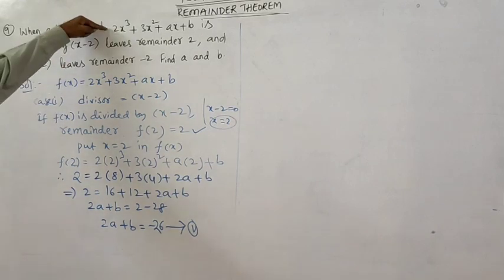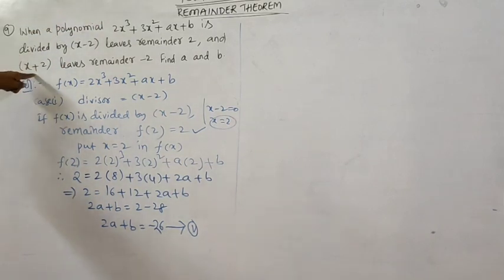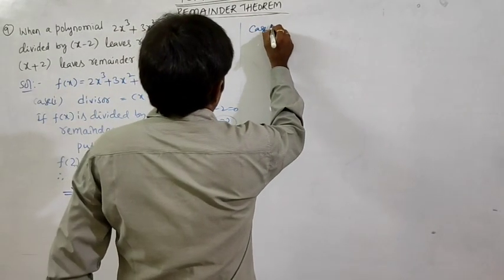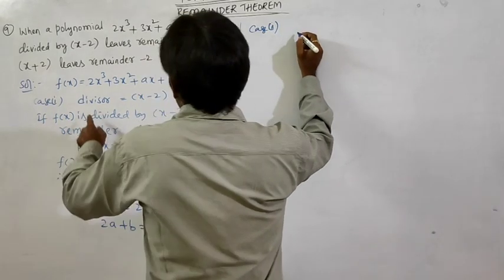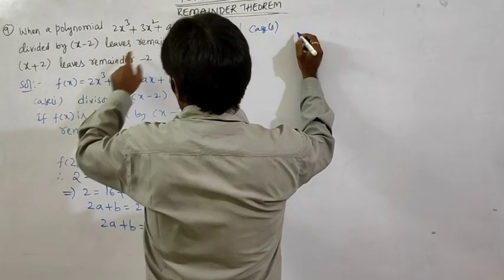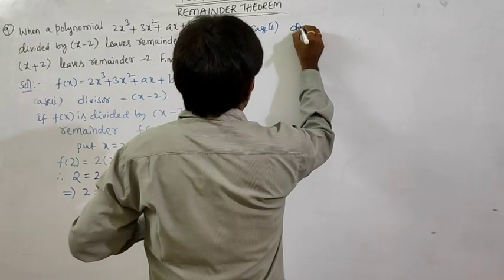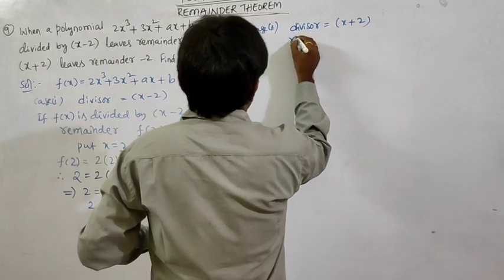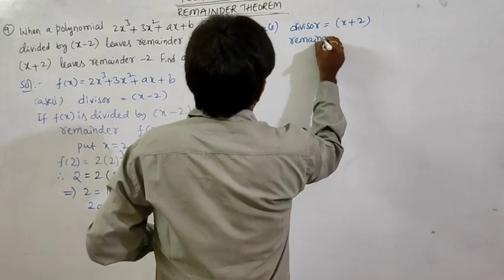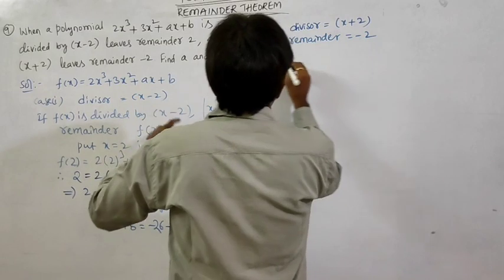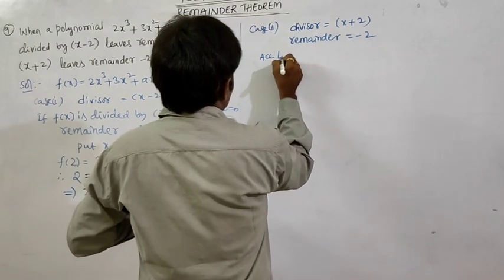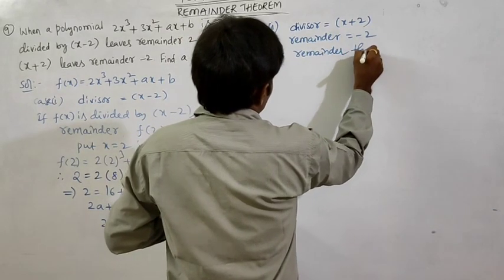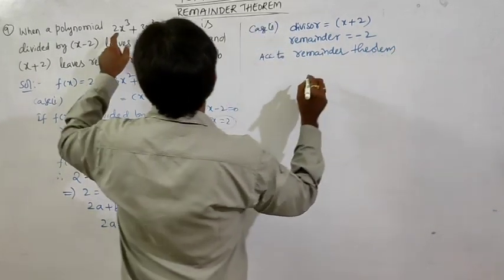Now, same dividend, but the divisor is different, and the remainder is also different. So this is considered as case 2. Here the dividend is the same, but the divisor is different. In case 2, what is the divisor? The divisor is x plus 2. In this case, what is the remainder? The remainder is minus 2. So according to the remainder theorem, what is the remainder here?